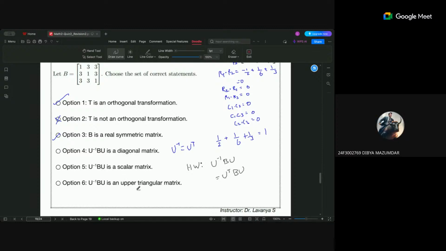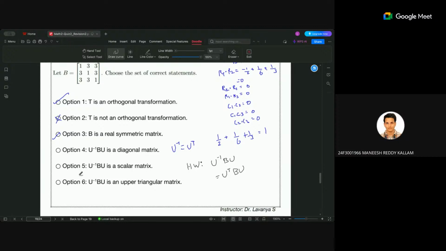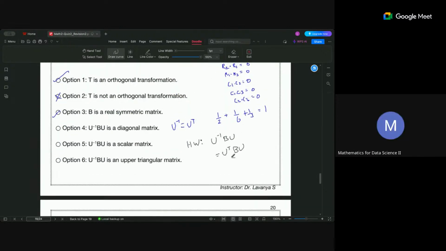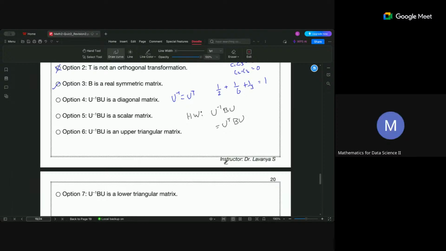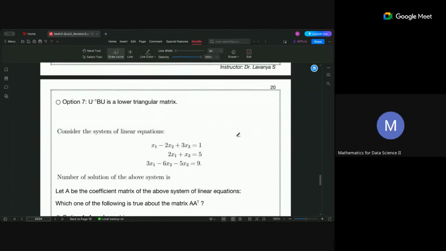Okay. Ma'am, U transpose U will come as identity matrix, so the answer will be B. U transpose U is identity, but we are not computing U transpose U. We are computing U transpose BU. Ma'am, what was his question? He said that U transpose U is identity, so this should be a diagonal matrix. Matrix multiplication doesn't follow commutativity. You have to go in that order. So compute it and complete this problem.